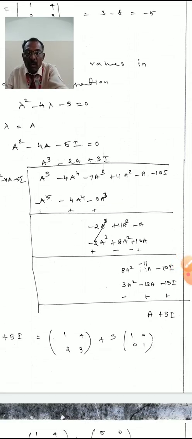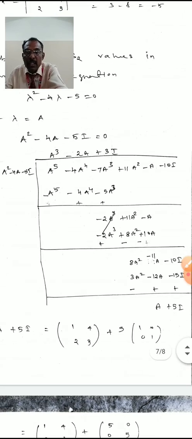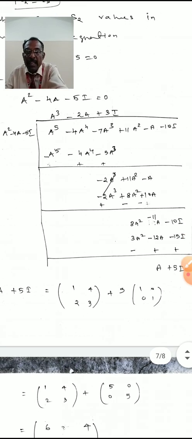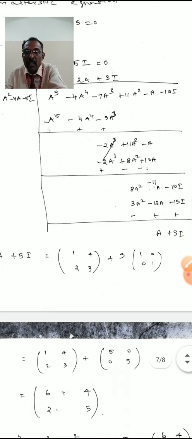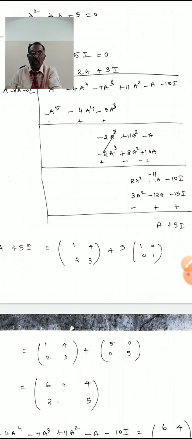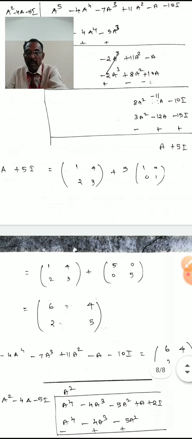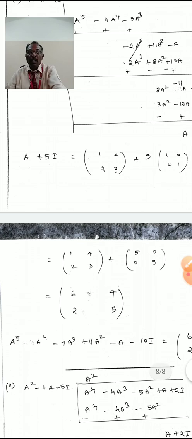Find the value of A + 5I only. So A is [1 4; 2 3]. 5I means 5 into [1 0; 0 1]. What does that mean? We have to multiply 5 inside the bracket. We do the scalar multiplication: 5 into 1 is 5, 0, 0, 5. The answer is [6 4; 2 8]. So this is the first answer of the given problem.